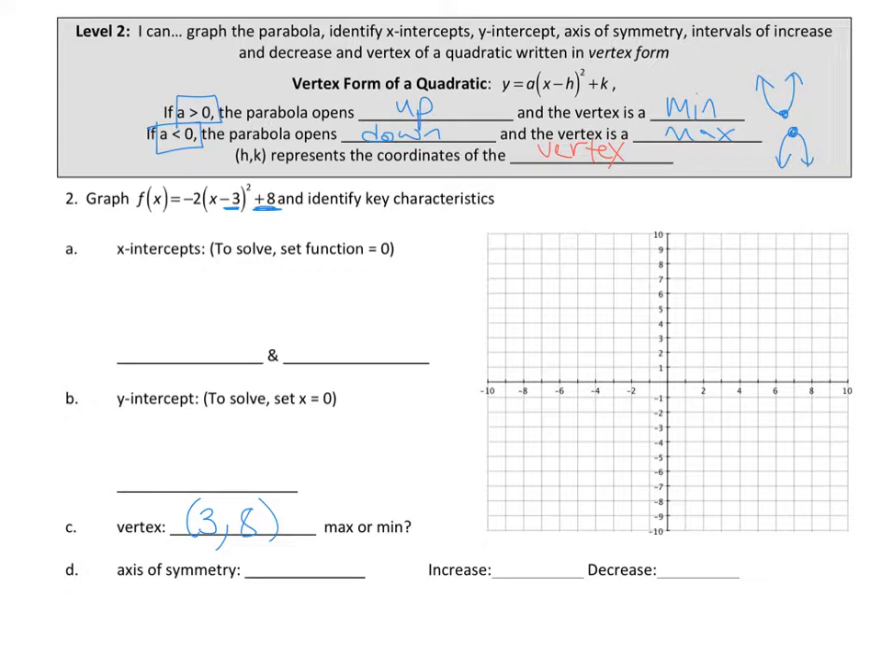Now, is this a max or a min? To tell if it's a max or a min, we look at the number in the very front. And if that number is positive, the parabola opens right side up. If that number is negative, it's upside down. And in this case, that a value is -2, so it's less than 0, meaning the parabola is upside down. And an upside down parabola has a max.